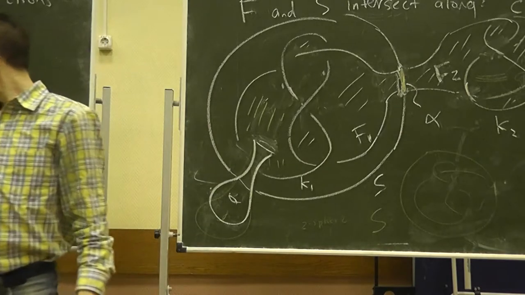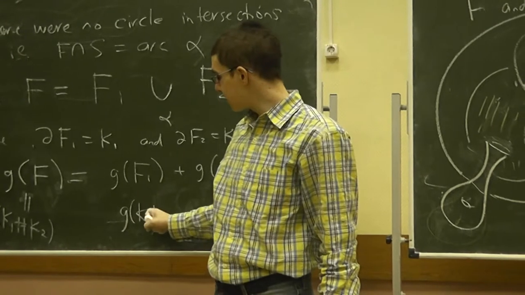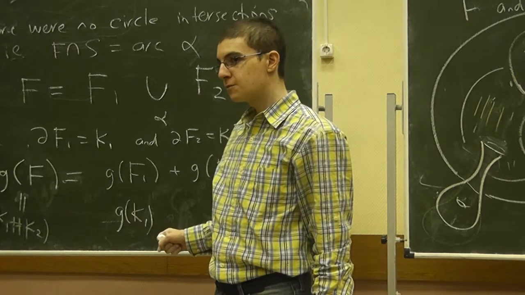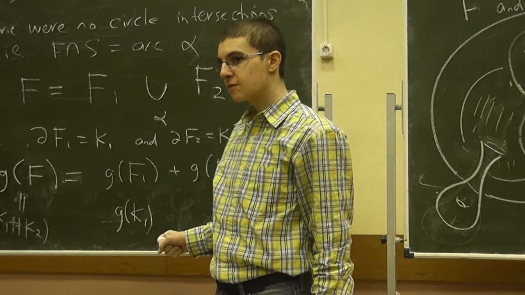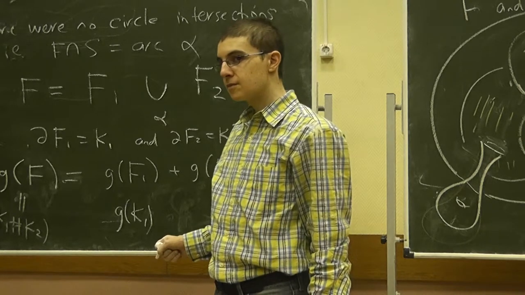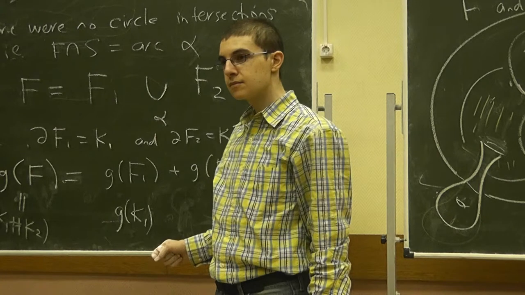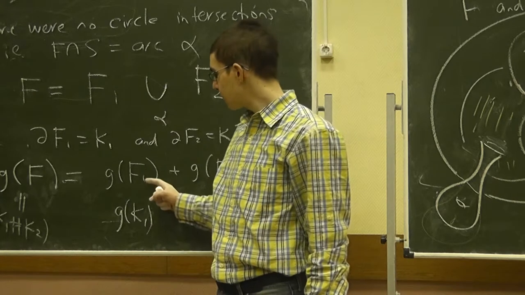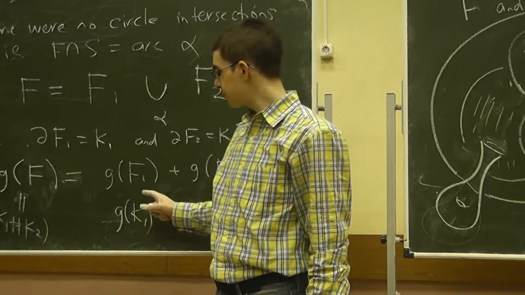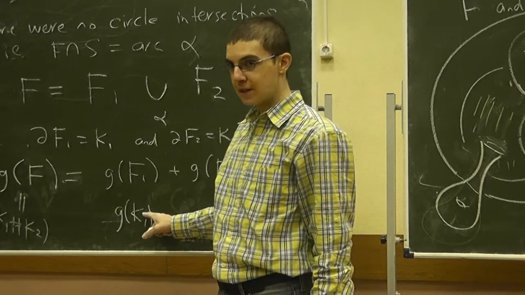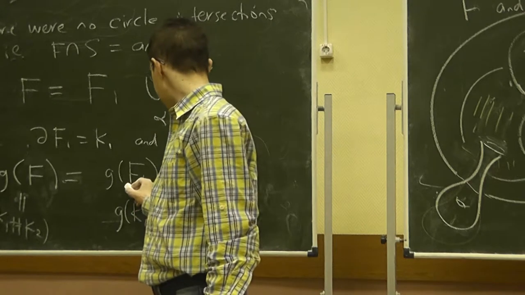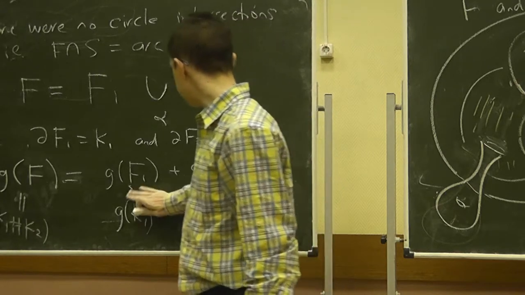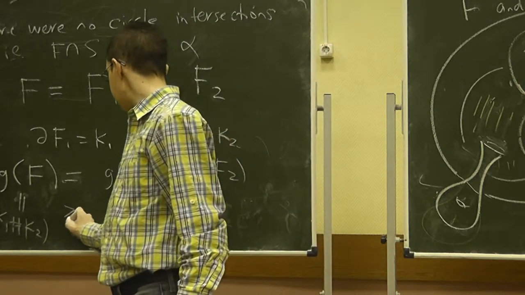Can you tell me what is the relationship between these two numbers? Which inequality? Which is bigger? The genus of F1 is the genus of some surface whose boundary is K1, and the genus of K1 is the minimal one. Which is bigger, some number or the smallest one? This is bigger than or equal to that. So this is bigger than or equal to the genus of K1.